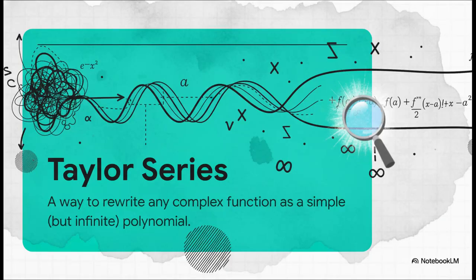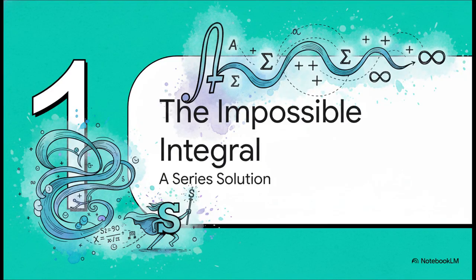And here's our hero, the Taylor series. The core idea is just brilliantly simple. What if you could take a really complicated function, like our e to the minus x squared, and rewrite it as something incredibly easy to work with, something like a polynomial? Yeah, an infinitely long polynomial, but still, just a polynomial. That's exactly what a Taylor series lets us do. So, let's see our hero in action, shall we?